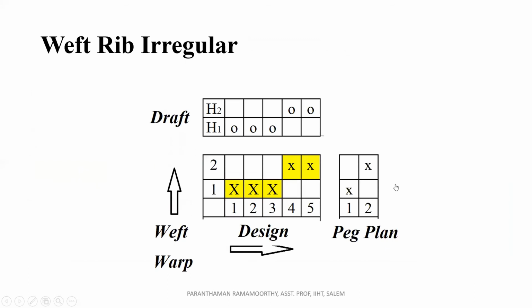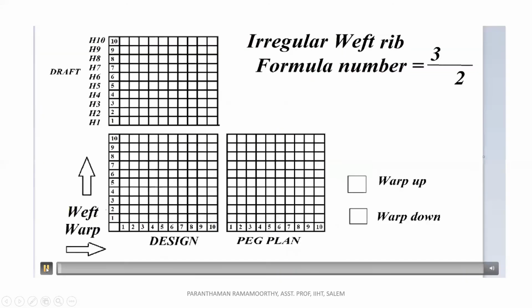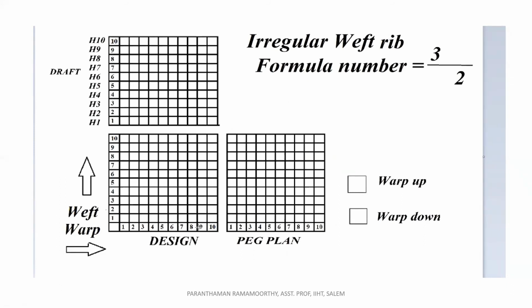Then weft rib irregular. See the design here, 3 by 2 arrangement, that is 3 up 2 down weft rib. So the difference is irregular, that's why it's called irregular weft rib design. The irregular weft rib design, formula number for this one is 3 by 2. So mark the design in the design box.